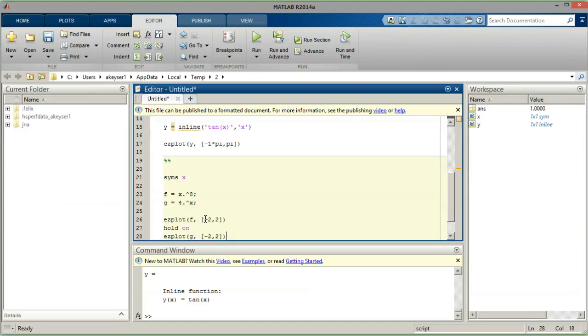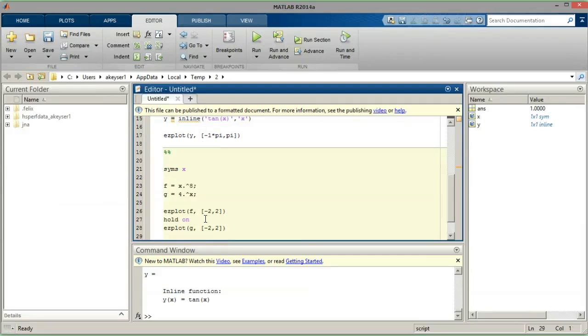Now you can put other functions. You can put as many functions as you want on the same plane. Well, how will the computer know when to stop putting functions on the same plane? You have to end the command. So you put hold on, now you need to put hold off. And that is how you tell MATLAB to do that. So what you're going to see on this next diagram is f being graphed, g being graphed, but them being on the same plane.